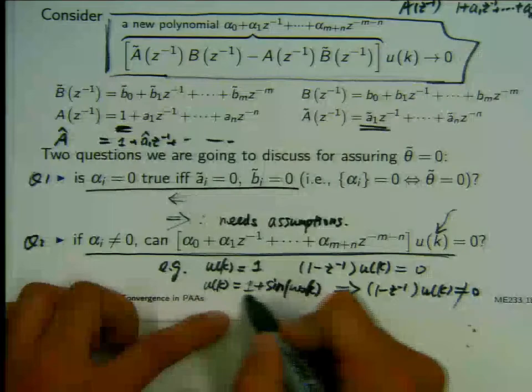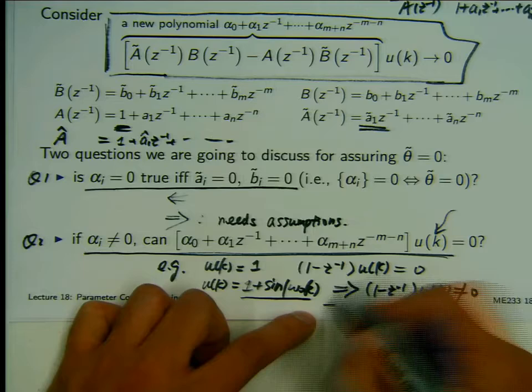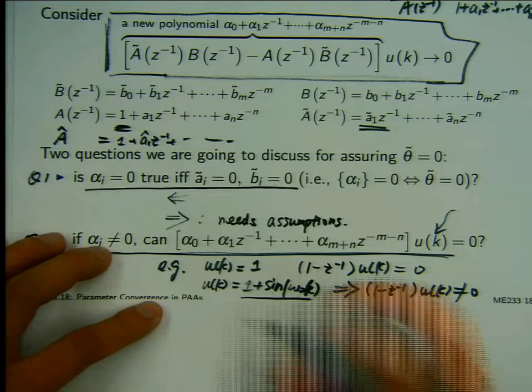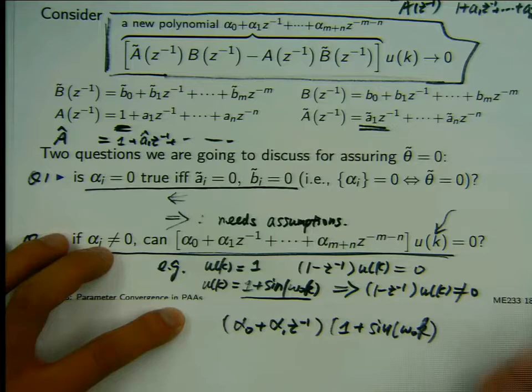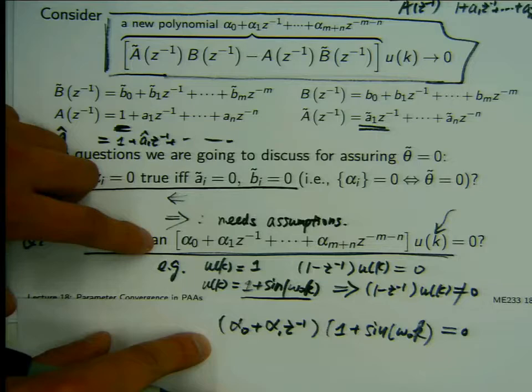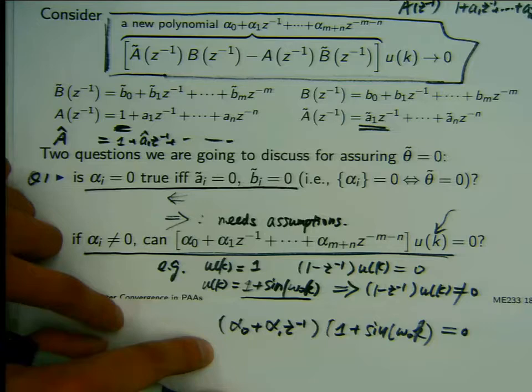If UK looks like this, and the polynomial is alpha 0 plus alpha 1, a first order polynomial, what are the only possibilities for alpha 0 and alpha 1? The only way for this to be 0 is if these two elements are 0.